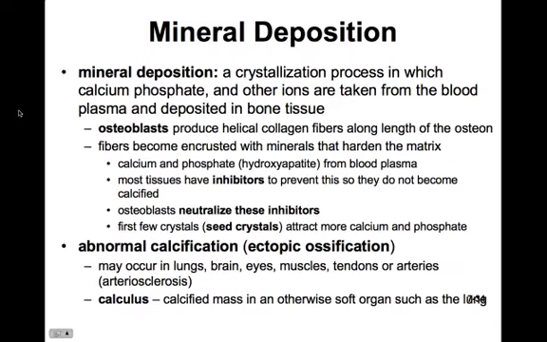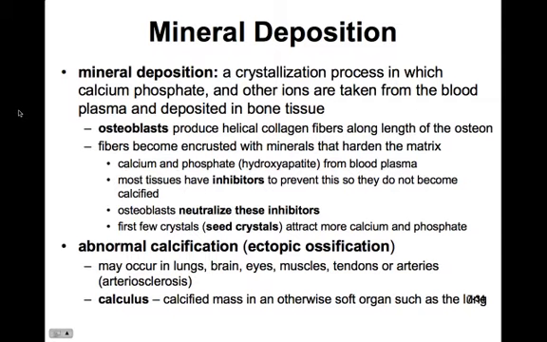Mineral deposition is a crystallization process in which calcium phosphate and other ions are taken from the blood plasma and deposited into the bone tissue. Osteoblasts, again, were the cells that are producing bone matrix. They produce helical collagen fibers. Remember, the collagen fibers are analogous to the rebar in our concrete building. They form these fibers along the length of the osteon. These fibers will then become encrusted with minerals that harden the matrix.